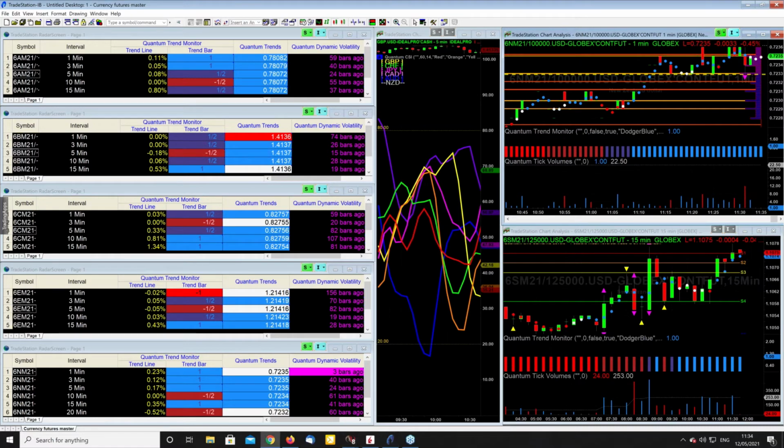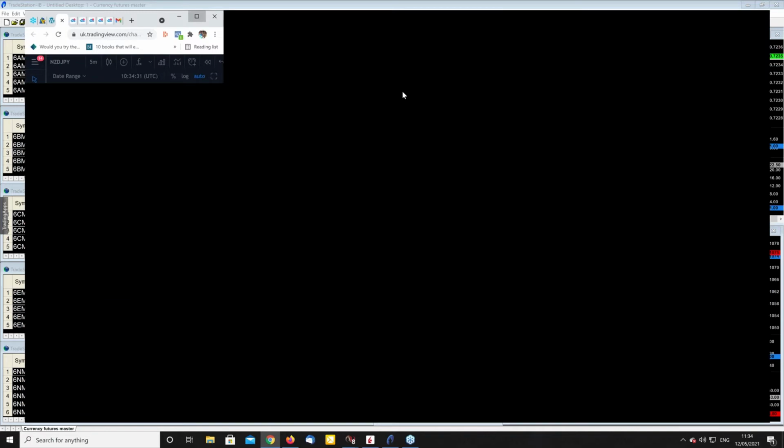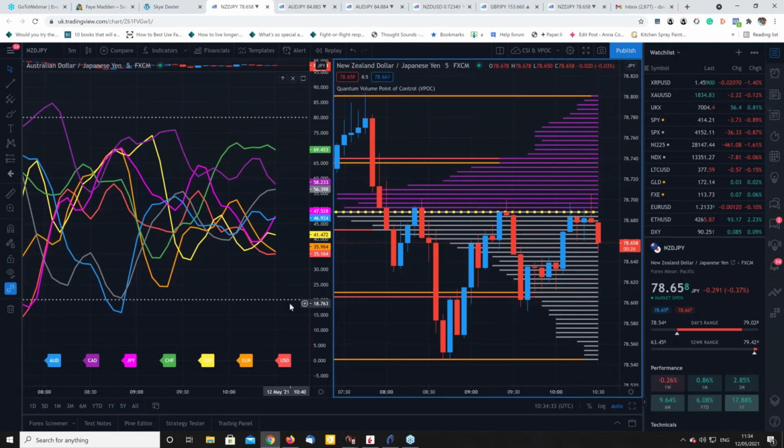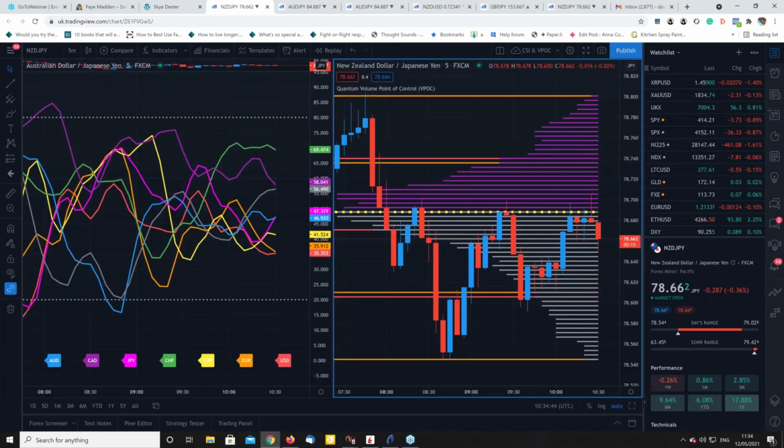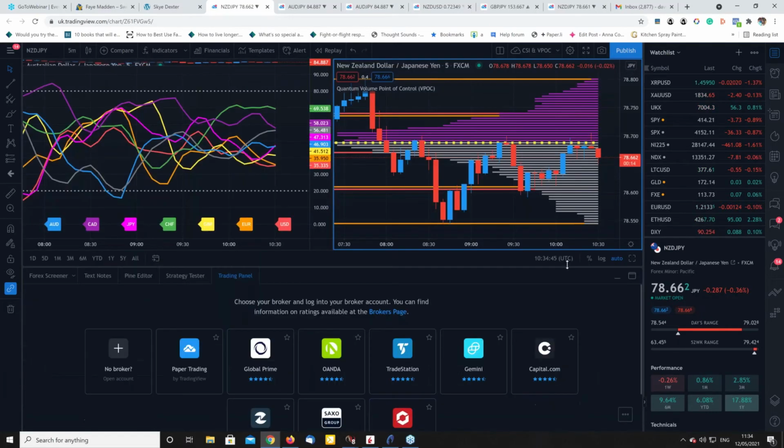Let's just pull over TradingView. For those of you on the program, you'll know I posted up some results on the trading panel of our little FXCM account. I haven't got it linked on at the moment. Just pop that up. There we go. I want it full size. We've got the FXCM account.